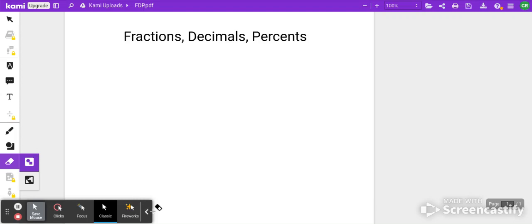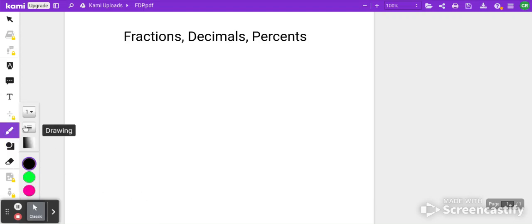This video is over fractions, decimals, and percents. We're going to start with a fraction. Start with 1/2. To change a fraction to a decimal, you divide it. So this fraction is 1 divided into 2 groups.